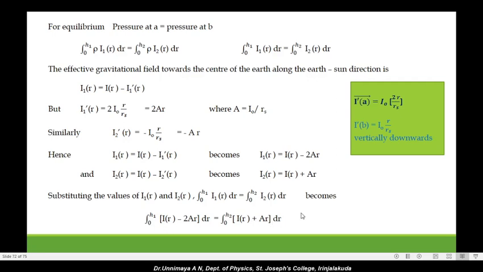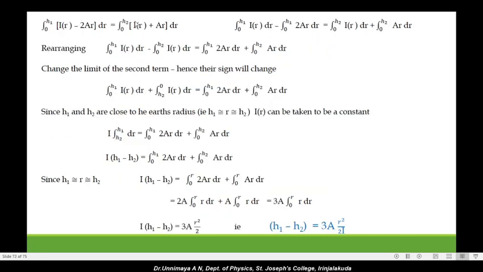Now split the integral. Apply it separately to each term. Then we will have integral 0 to h1 I of r dr minus integral 0 to h1 2AR dr equal to integral 0 to h2 I of r dr plus integral 0 to h2 AR dr. Now rearrange the equation, keeping the I of r terms on one side. Then we will have integral 0 to h1 I of r dr minus integral 0 to h2 I of r dr equal to integral from 0 to h1 of 2AR dr plus integral 0 to h2 AR dr.